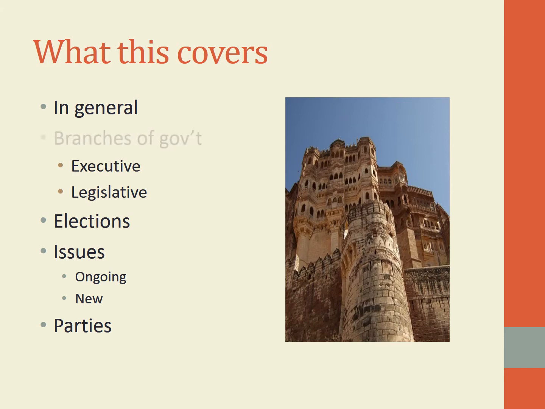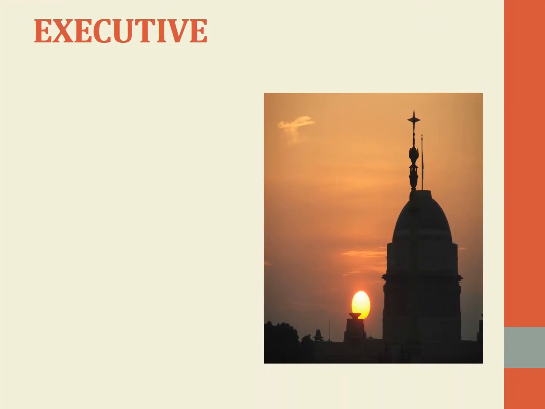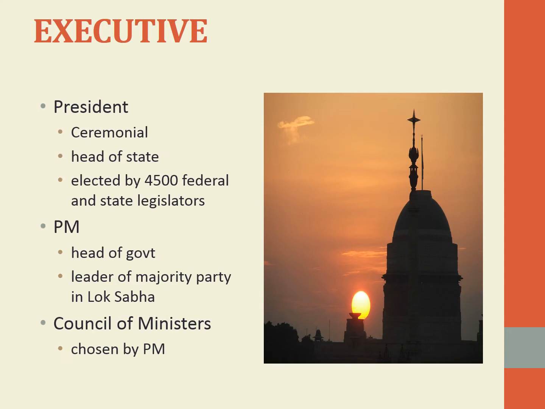We're now going to look at branches of government. In India, the executive branch of government is made up of the President, the Prime Minister, and the Council of Ministers. The President's job is ceremonial. He is the head of state, and he is elected by 4,500 federal and state legislators. The Prime Minister, however, is the head of government, and he is the leader of the majority party in the Lok Sabha, the lower chamber. He is assisted by a Council of Ministers, which he chooses.